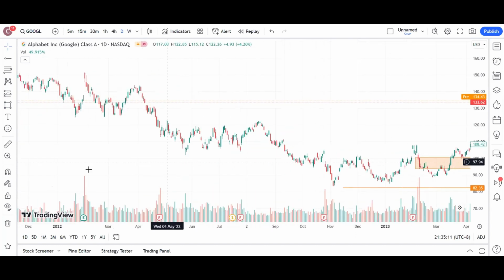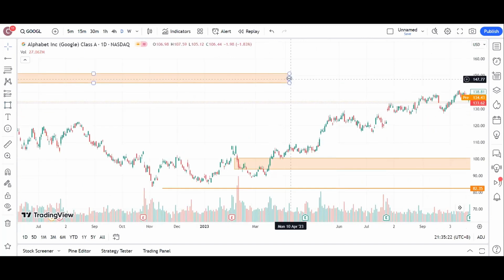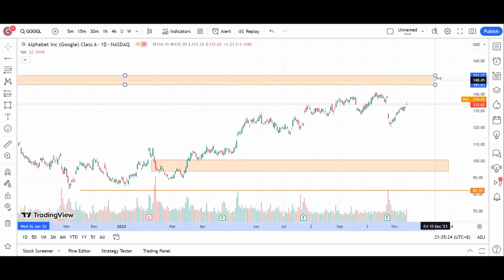Sorry, I said wrong. Find the candle that printed this volume, the outlier one. Okay, then we know that it's this guy. With this, we just drag all the way. Just keep dragging. Okay, drag until current.